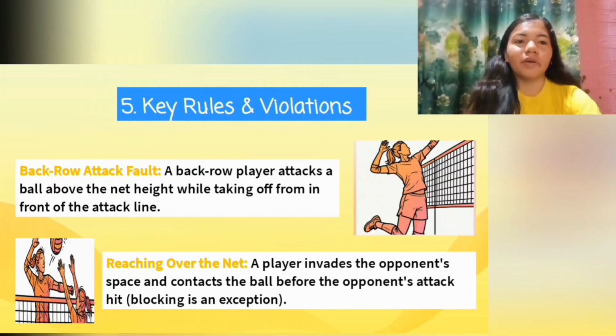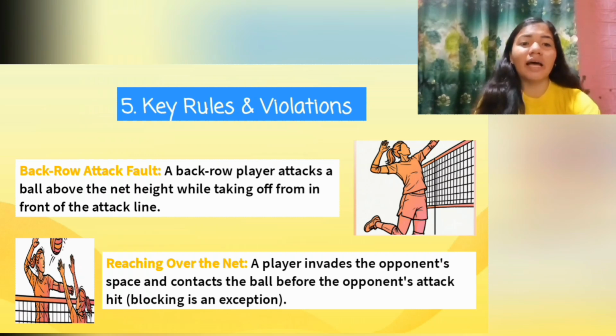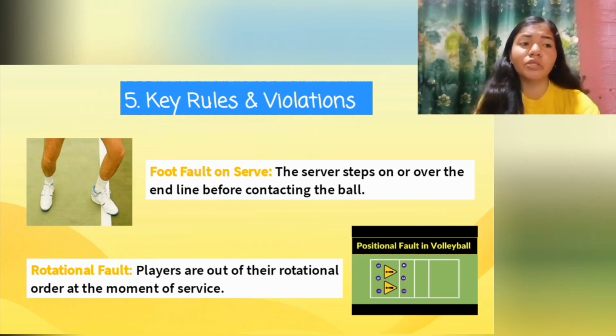Another key rule and violation is reaching over the net. A player invades the opponent's space and contacts the ball before the opponent's attack hit; blocking is an exception. This happens when a player reaches into the opponent's side of the court and touches the ball before it crosses the net. It is not allowed because each team must wait for the ball to come to their side first.